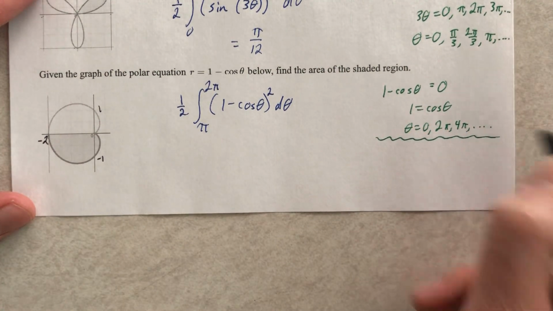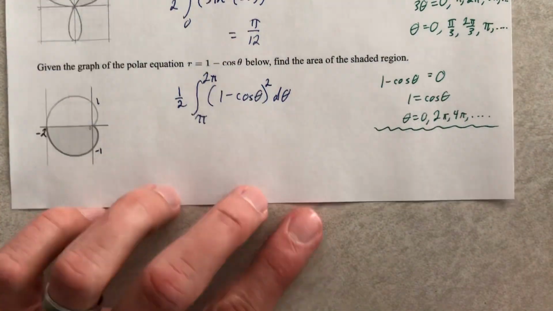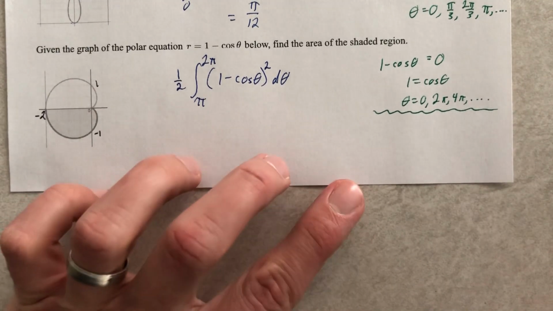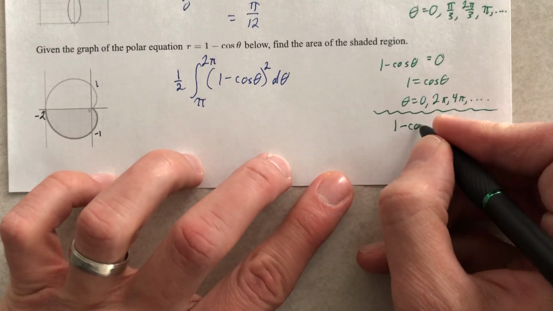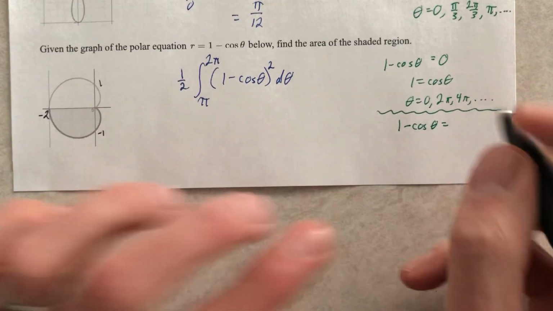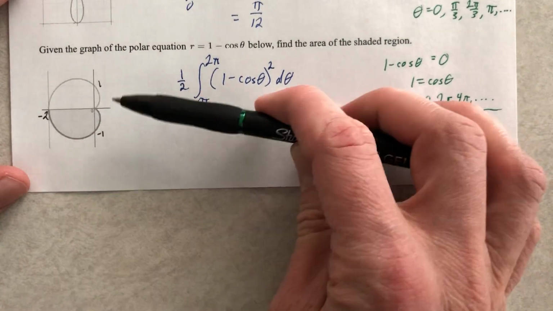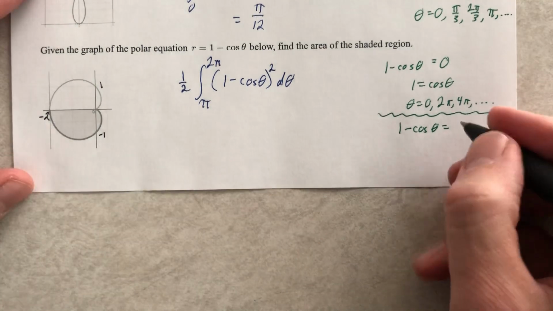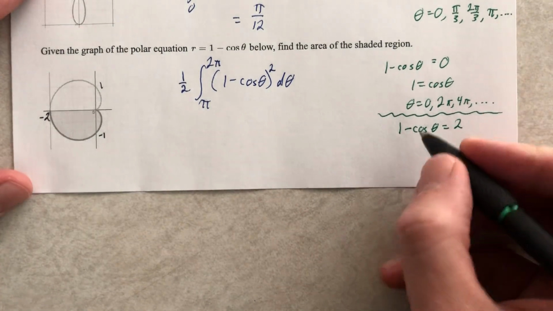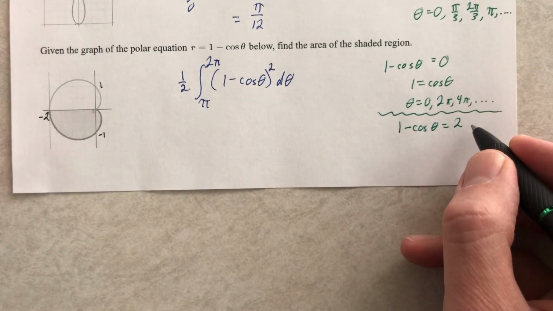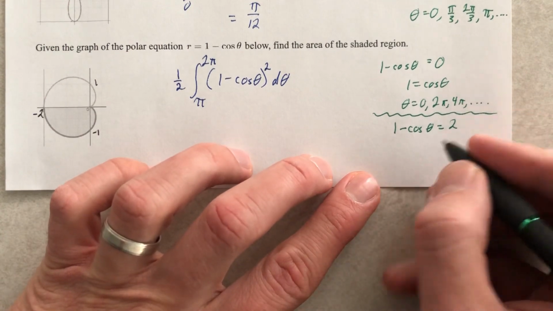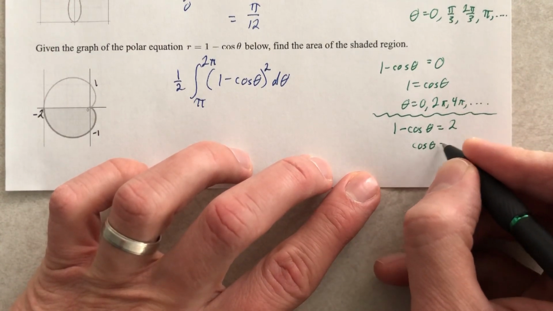However, what I want, and this part can really trip you up if you're not careful. It's tripped me up before too. I want 1 minus cosine of theta to equal, now you might say negative 2, but actually we want to be facing that direction when we go there, so it's going to equal positive 2. And so we'll move this over. That gives me positive 1, so cosine theta is equal to negative 1.